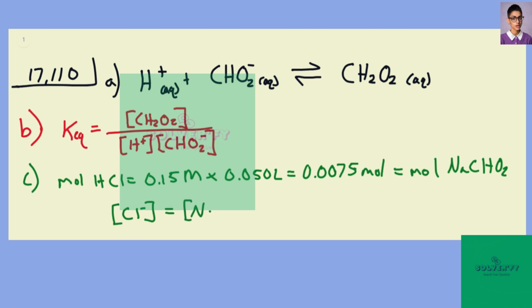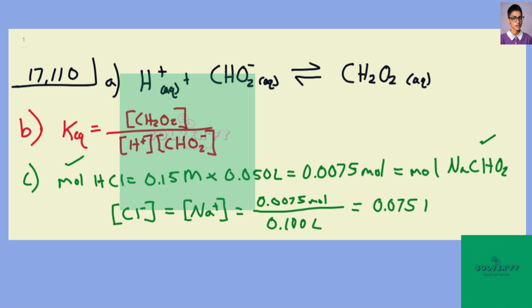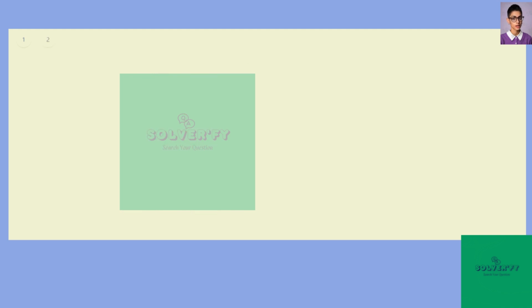So the concentration of sodium is equal to the concentration of chlorine because these two species are present in the same amount. And that concentration will be equal to the amount of moles that's put in at the beginning divided by the total volume, which is now 100 milliliters or 0.1 liters. And this gives a value of 0.075 molar. So that's the concentration value for sodium and chlorine.